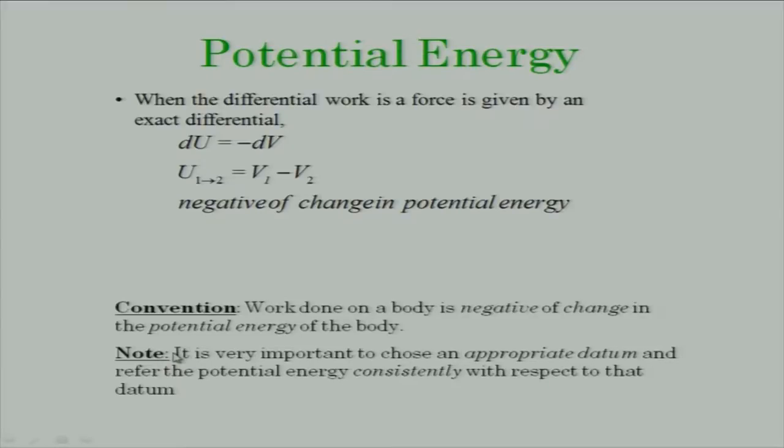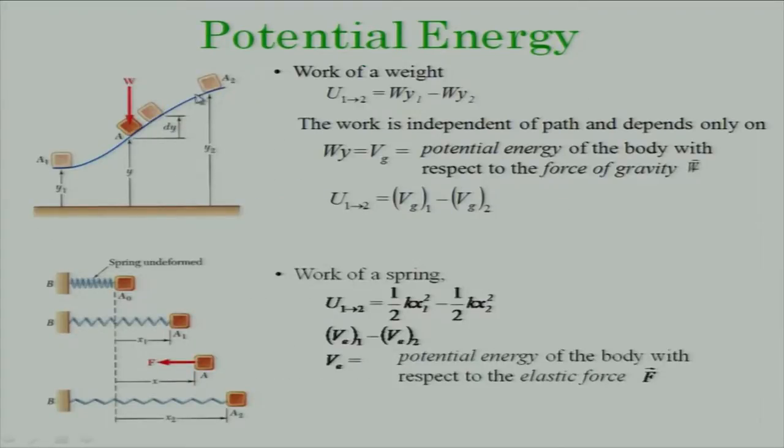Now, the point is this. It is very important to choose an appropriate datum, and we always refer to the potential energy consistently with respect to that datum. For example, if I want to find out the potential energy of the particle at this point, it depends on what our datum is. If I say that this is my datum, my reference level, then by definition the potential energy is zero, because you can define whatever potential energy you want to. So we say that potential energy is zero here, and with respect to this, the potential energy at point 2 will be simply W times Y2.